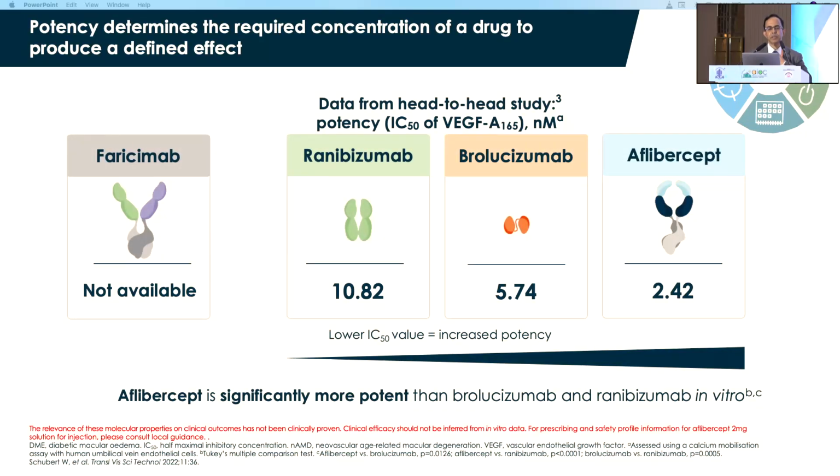Potency determines the required concentration of a drug to produce a defined effect. Again, this is data from a head-to-head study of the potency of these various drugs, where you can see that aflibercept is significantly more potent than brolucizumab and ranibizumab in vitro. A lower IC value means increased potency here. So you can see here a potency of 2.42 for aflibercept.